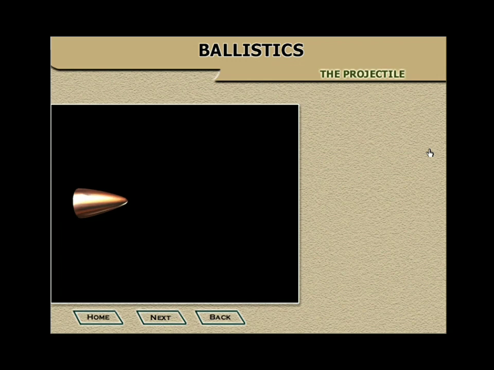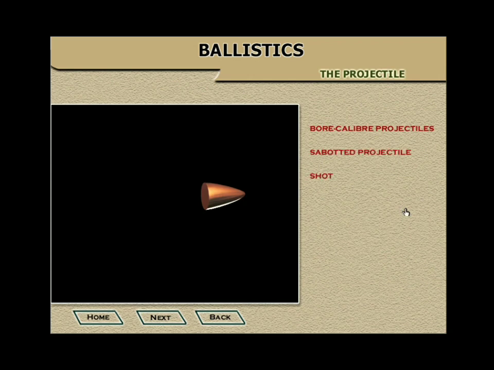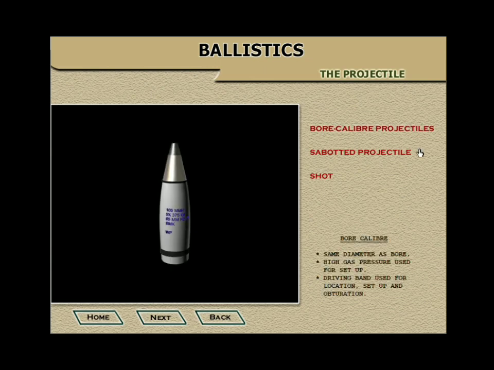The projectile. It is also referred to as a shot. There are 3 common types of projectiles: the bore caliber projectiles, sabot projectiles, and shot. Bore caliber projectiles are of the same diameter as the bore, and so their sides bear directly against the sides of the bore. High gas pressure is used for setup, or a driving band is used for location, obturation, and spin of the projectiles within the barrel.